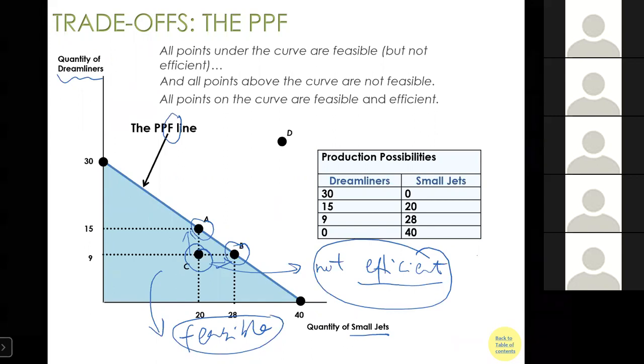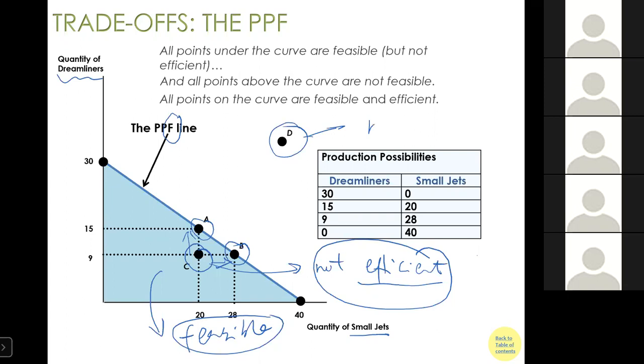On the contrary, if we look at point D, D becomes infeasible, meaning we do not have the ability or the resources to produce so much dreamliner and small jet at the same time. So D is not feasible. All right, now go to the next slide.